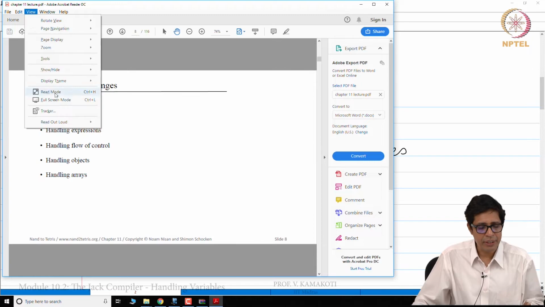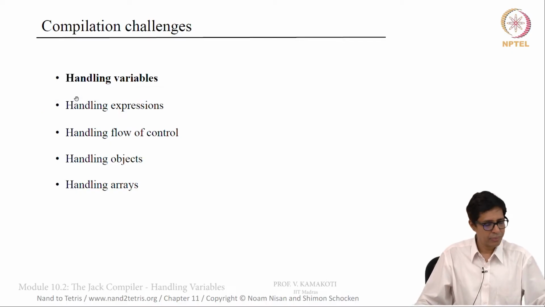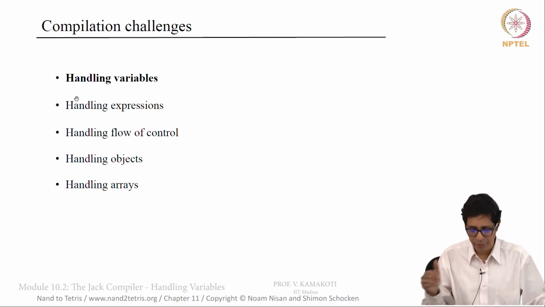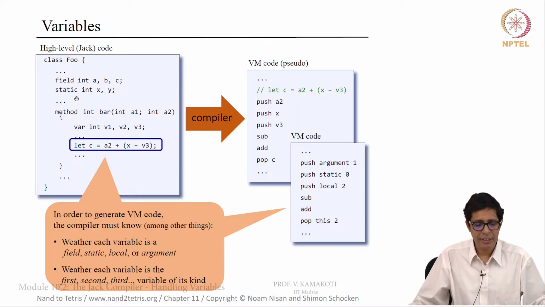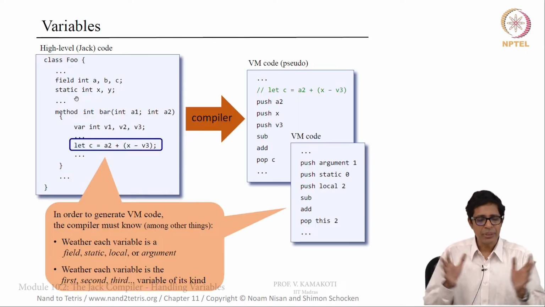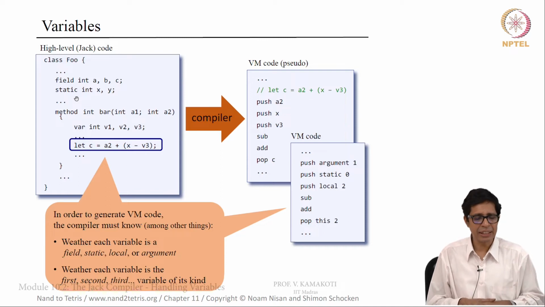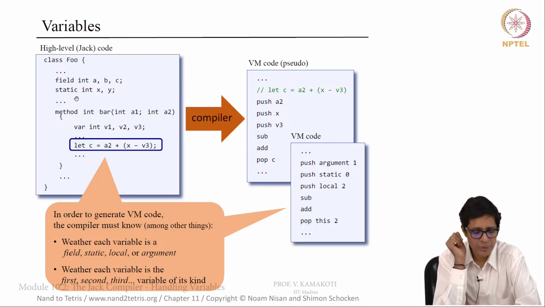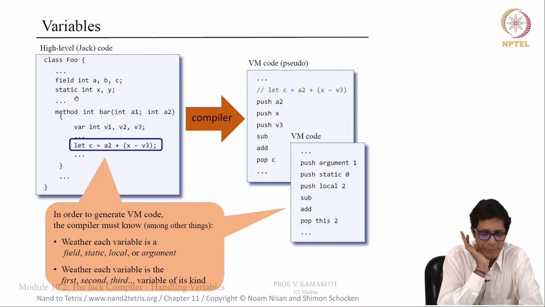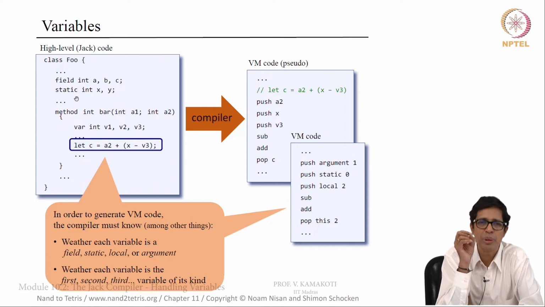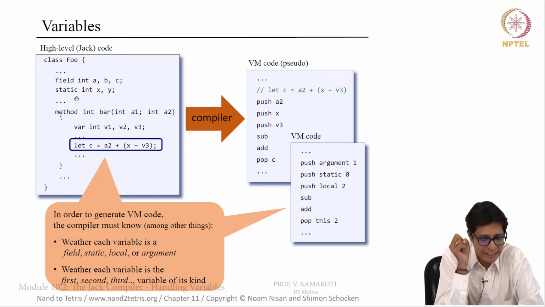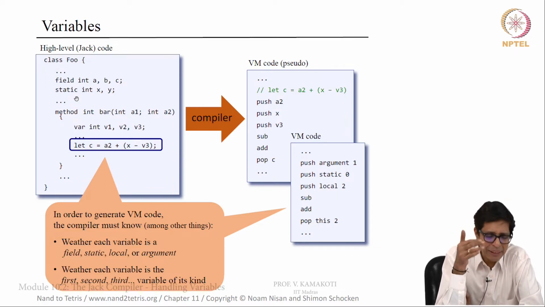So, we will now start. I am using the slides from the website, chapter 11. So, what are the variables? You see that we have a class named foo, and there are 3 field variables a, b, c, and 2 static variables x and y. We explained in the previous module the difference between a field variable and a static variable. Now, there is some method. In this there are 2 variables a1 and a2 which are arguments, and v1, v2 and v3 which are local variables.